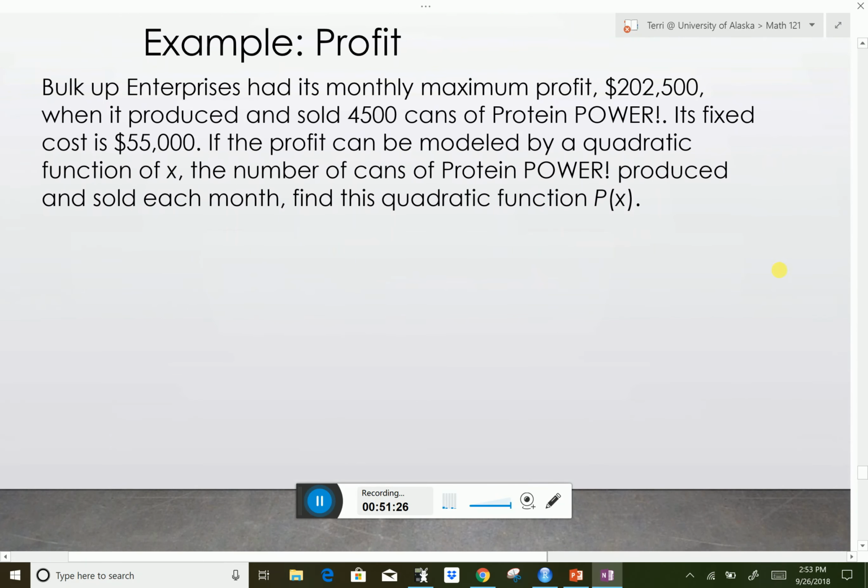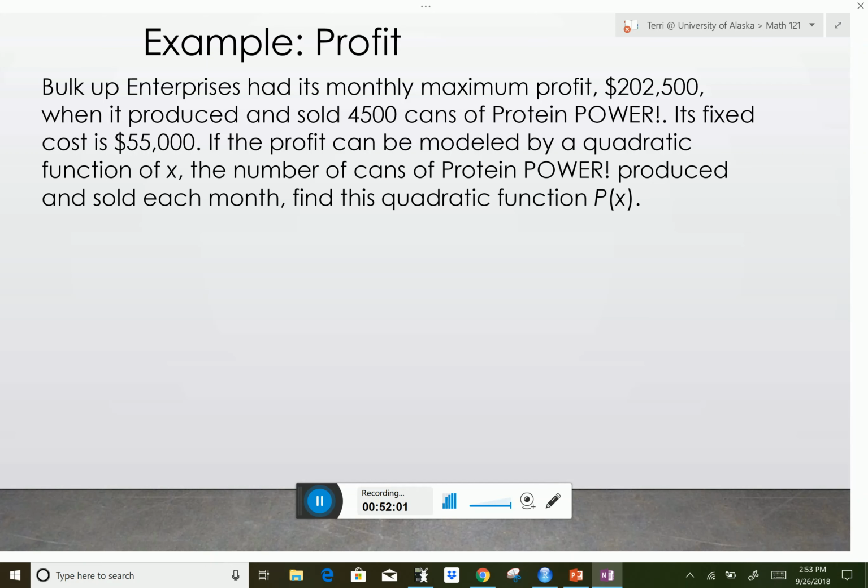So now let's talk about profit. So Bulk Up Enterprises had its monthly maximum profit, $202,500, when it produced and sold 4,500 cans of protein powder. Its fixed costs is $55,000. If profit can be modeled by a quadratic function of x, the number of cans of protein powder produced and sold each month, find this quadratic function.